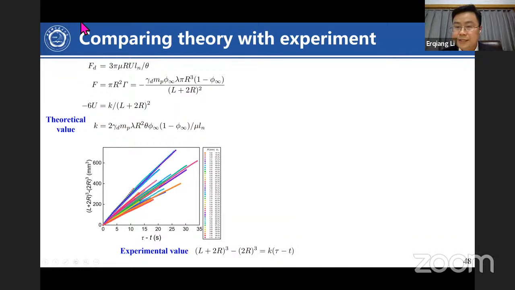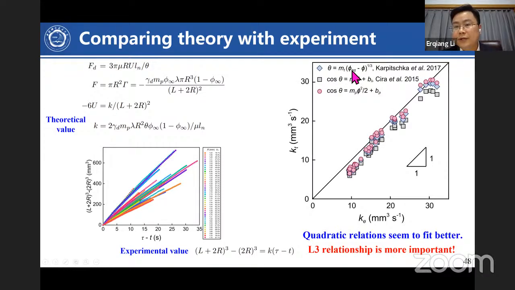We can realize that we calculated for different models. That means if you use different relationships between contact angle and phi, we realize it doesn't really matter. All of the three types, I mean, the model works pretty well, but we think the quadratic relationship seems to work even better, right? But we insist on mentioning that the specific relationship of the contact angle and phi is not important. The R square relationship, sorry, the L cube relationship is more important. This we always insist is our point.